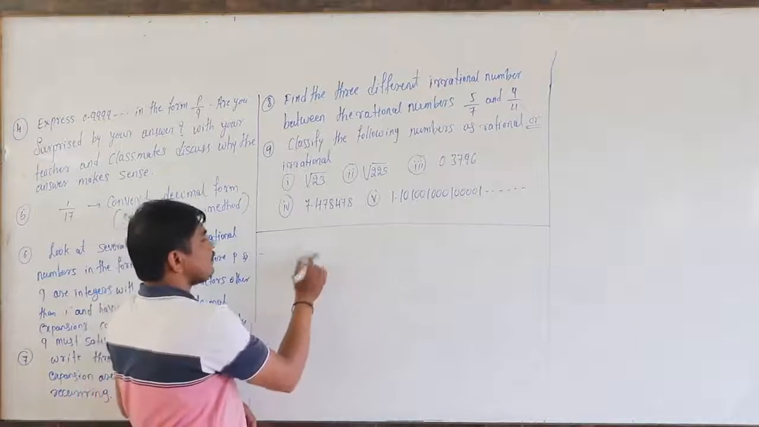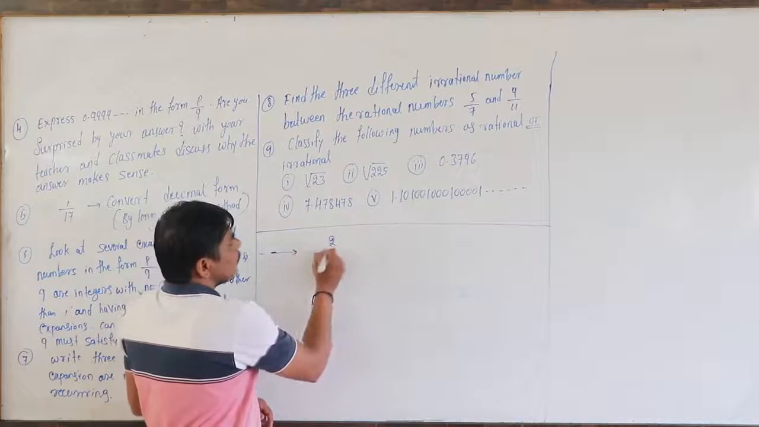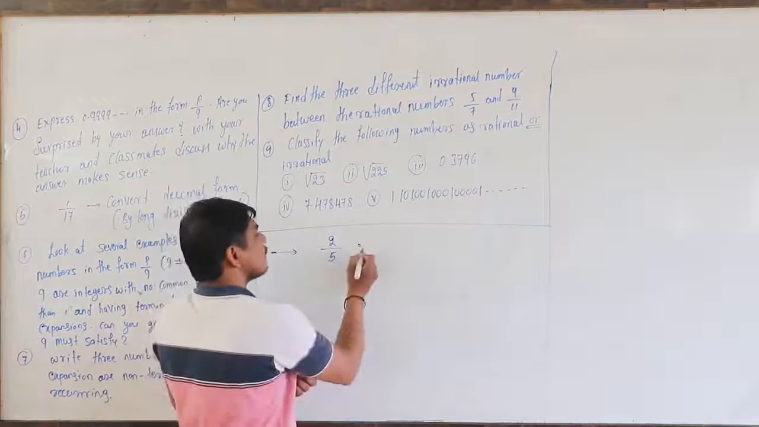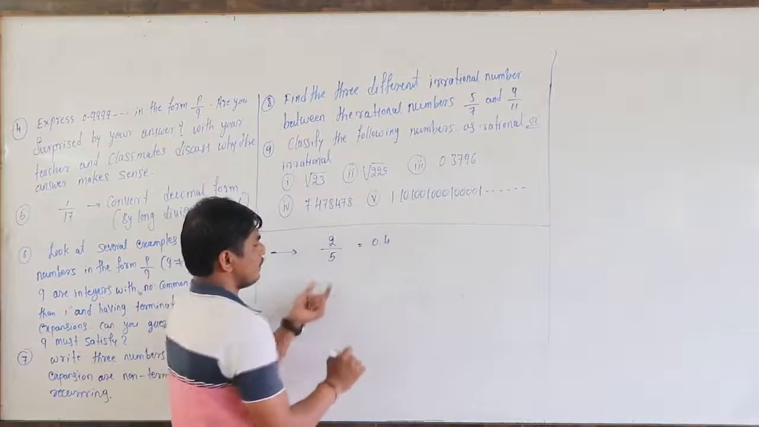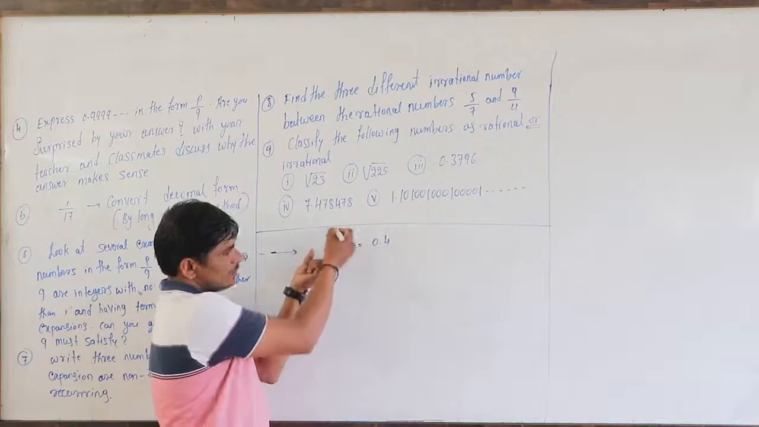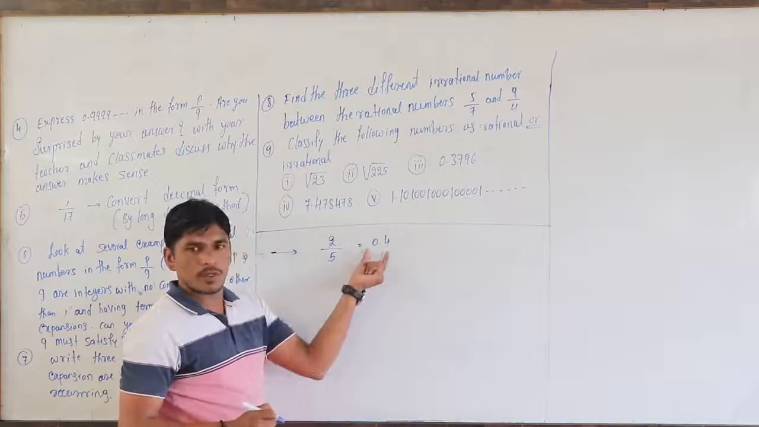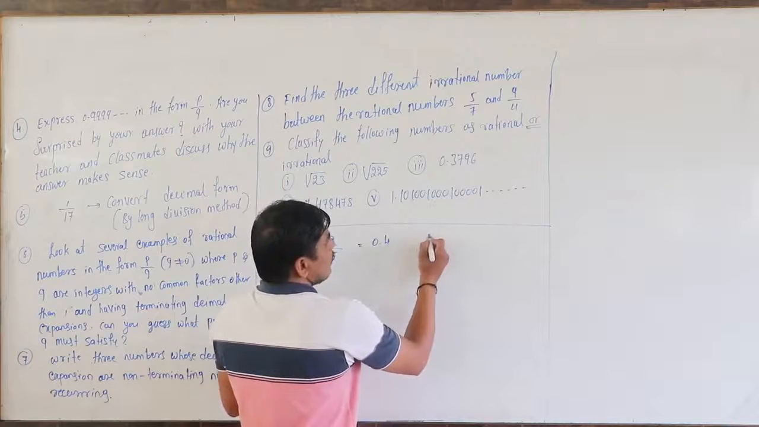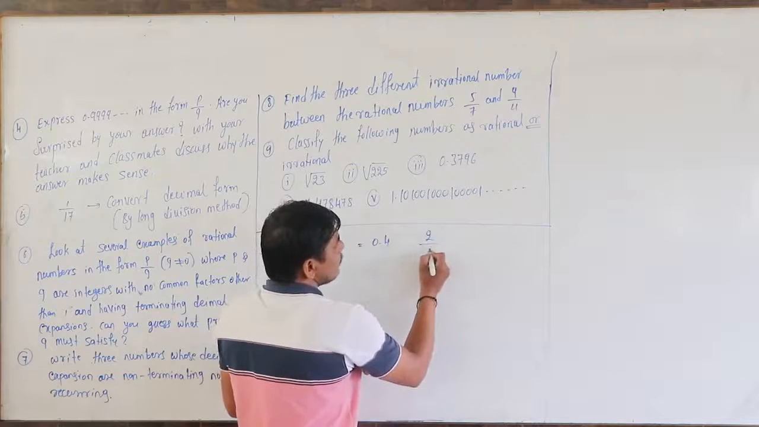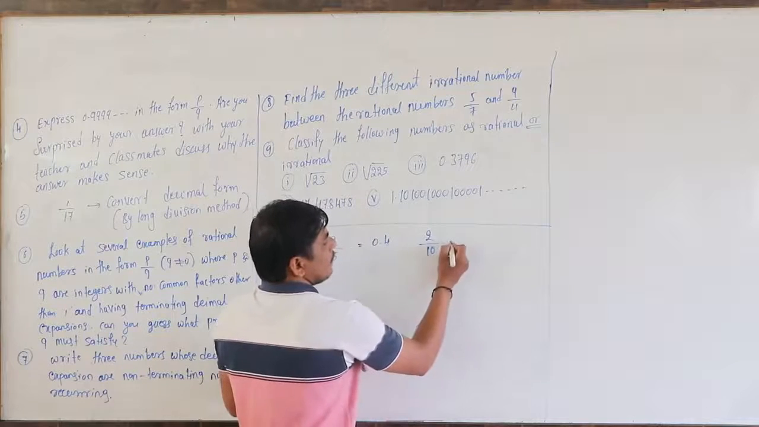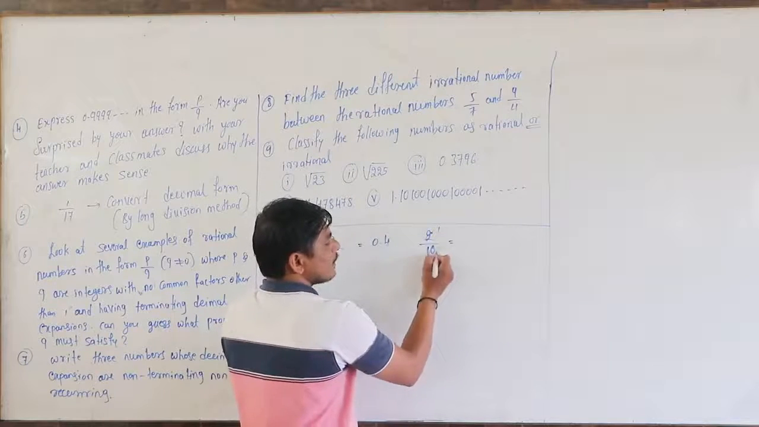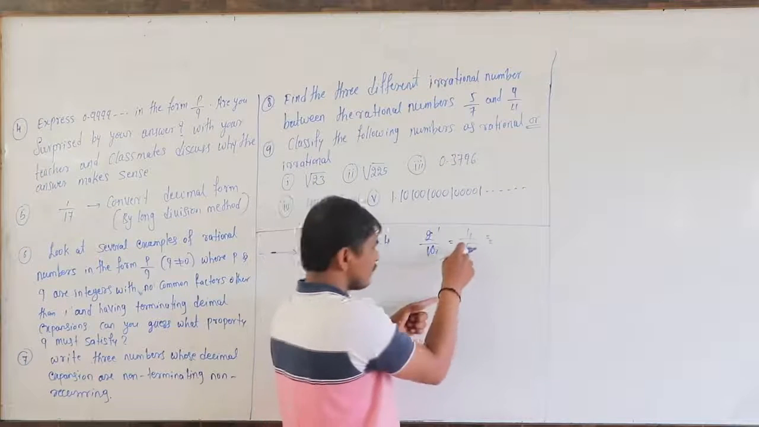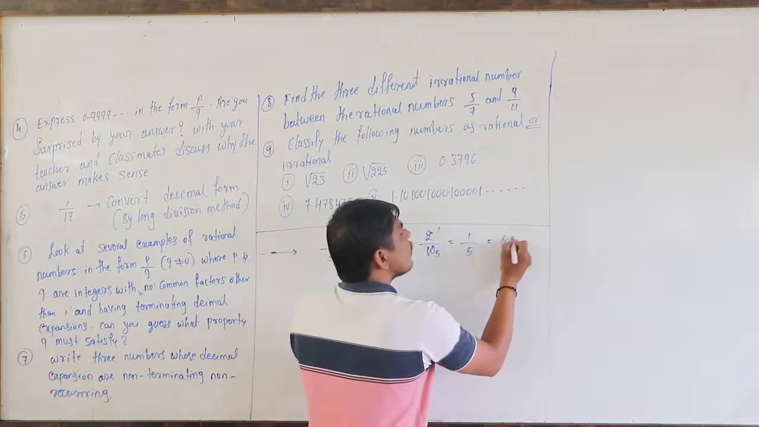For example, 2 by 5. Now we simplify here. This value is 0.4. And again, take one more example, 2 by 10. Now simplifying, it is 1 divided by 5. After simplifying this rational number, we get 0.2.